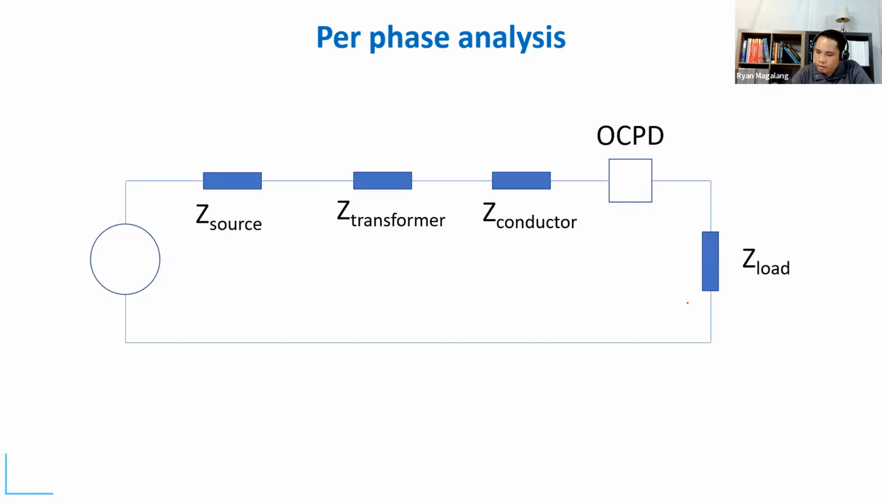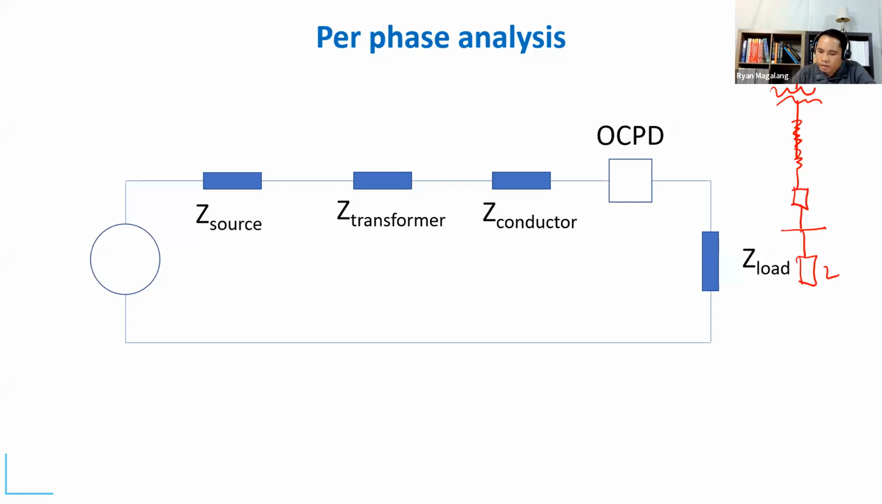If we draw the one line, it would look like this. Let's say this is your utility, that's your source. And then let's say you have your transformer here. And then obviously you have a conductor here. And then you have your OCPD here, and then maybe a bus, and then a load.